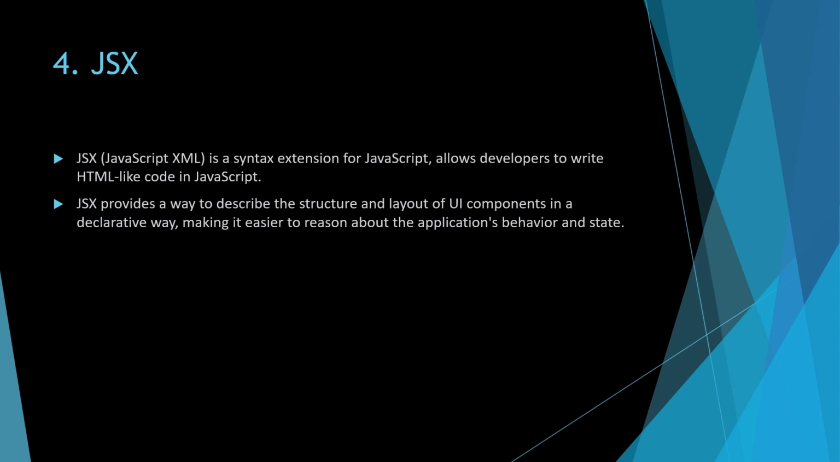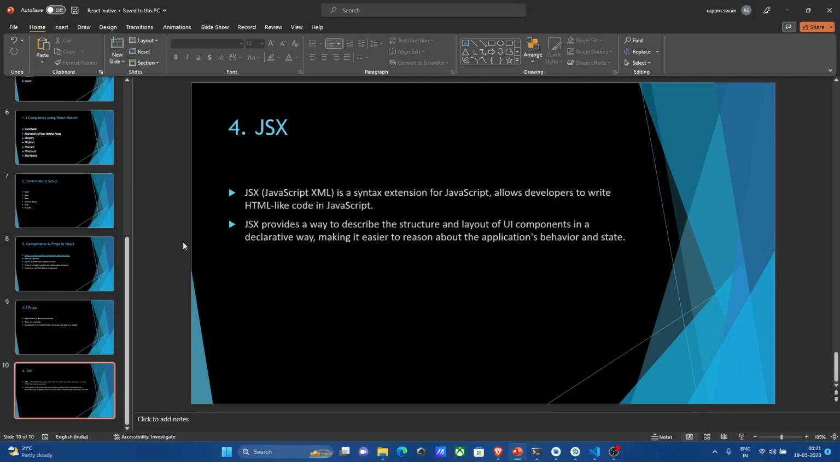So JSX stands for JavaScript XML, and it's a syntax extension of JavaScript. It's basically syntactical sugar that allows us to write HTML and JavaScript together. Okay, so as it mentions, it allows developers to write HTML code in JavaScript. So JSX provides a way to describe the structure and layout of UI components in a declarative way, making it easier to reason about the application's behavior and state. So JSX is nothing but a way of writing HTML along with JavaScript. So by definition, this is only this much.